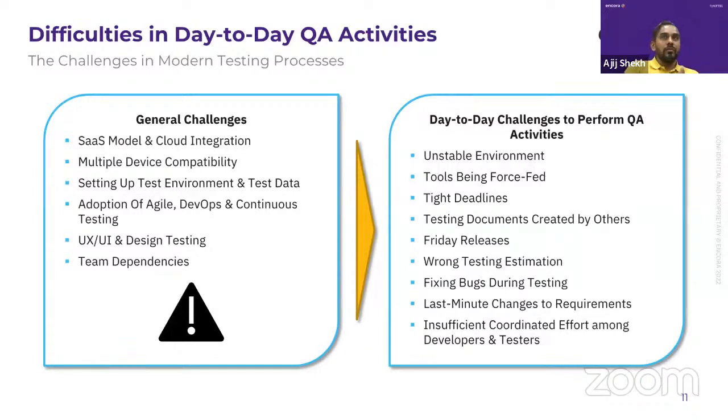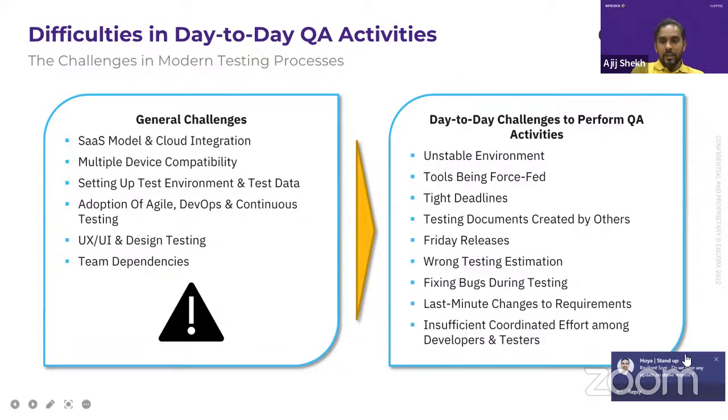Fixing bugs during testing: the agile phase is not a complete stream, moving from one sprint to another sprint. One developer can fix the bug, and at that time QA can verify the functionality on another side. So fixing bugs is also a challenge in our day-to-day activities. Last minute changes come from the client end. If any changes are made by the client, first of all we need to update our test cases, then we will execute them, and then we will run them.